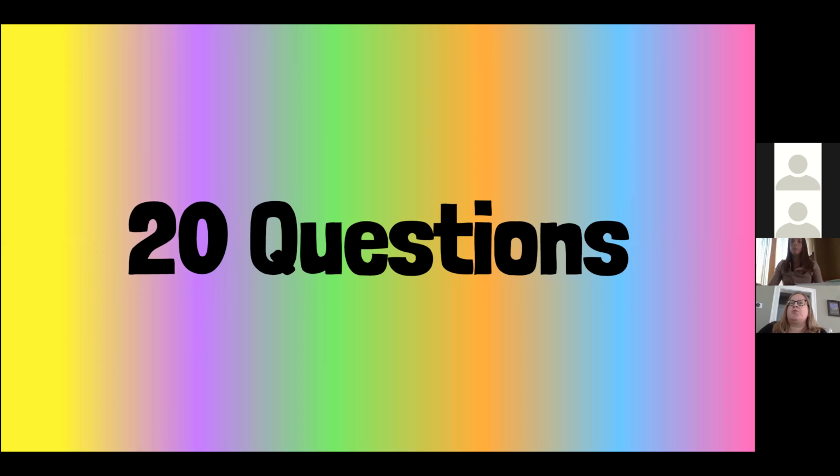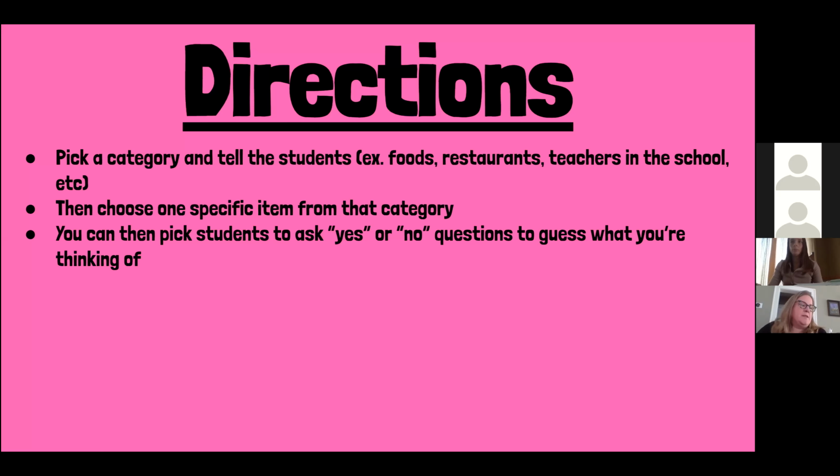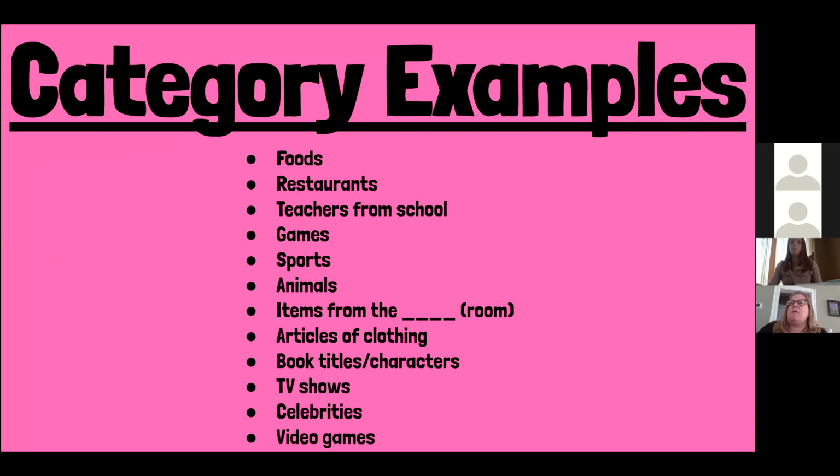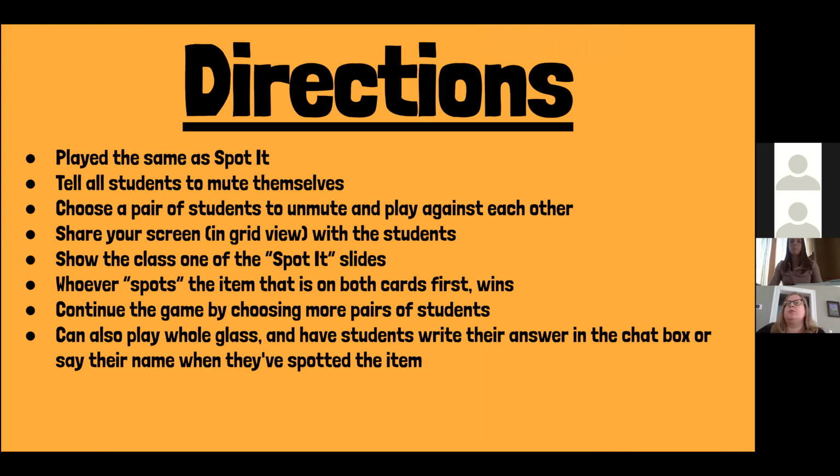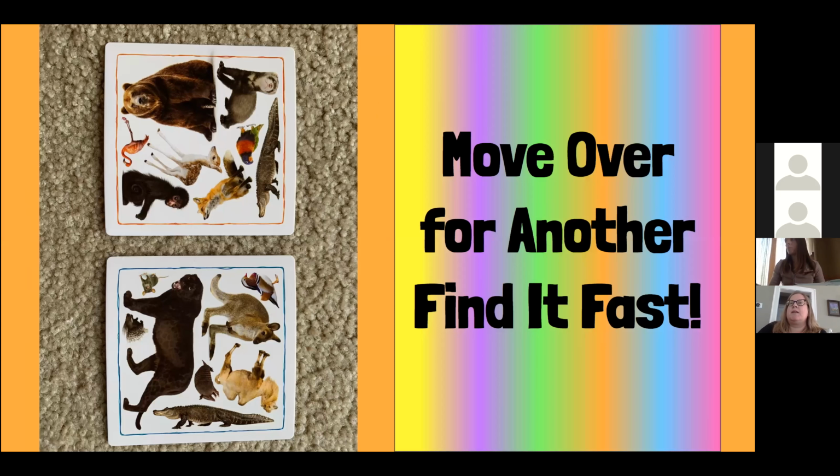20 questions is a pretty common one, but you can easily modify that for doing Google Activities or Zoom. Different activities, different categories that are under. Find It Fast is another one they really like that is similar to Spot It, but it's a little bit more difficult. You can have them play in pairs or with your whole class, but they have animals instead of just little objects. That's another fun one we've done. The kids have really liked doing that.